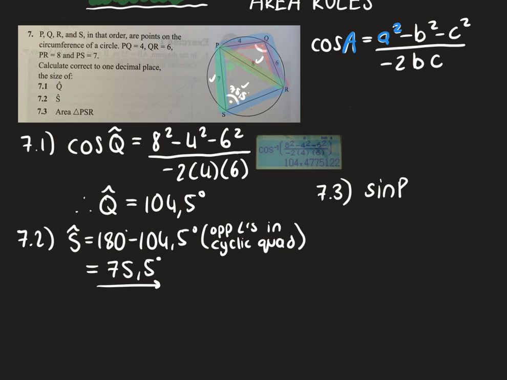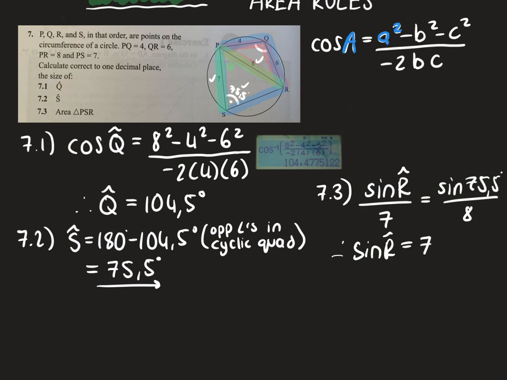So if I go sine of R, the reason for that is because I've got the opposite side to R, don't I? So I've got the 7, and then I've got the sine of the 75,5 all over 8. Now that allows me to work out sine of R equals 7 sine 75,5 all over 8. Now again, when we're doing the shift here, we can actually do it in one step, like I showed you in the previous one.